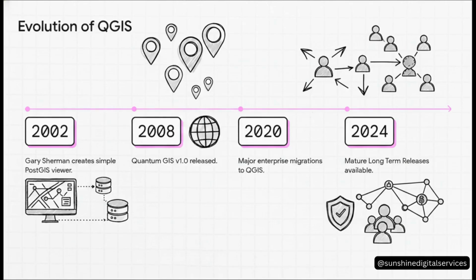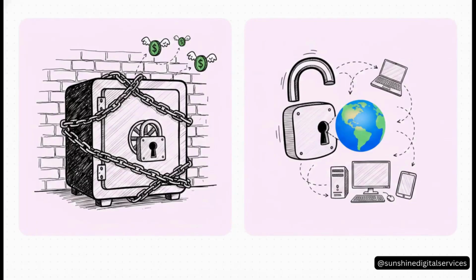Originally called Quantum GIS, it hit version 1.0 in 2008. Now, it boasts mature, highly stable long-term releases backed by a registered nonprofit and a huge developer network. Talk about a glow-up, right? Now, if we compare this to the alternatives, it's like night and day. Premium GIS platforms usually come with incredibly expensive licensing fees, closed proprietary code that you can't even inspect, and strict operating system restrictions. QGIS, on the other hand, operates under an open-source license. It is 100% free, the code is totally transparent, and it works seamlessly whether you're Team Mac, Windows, or Linux.